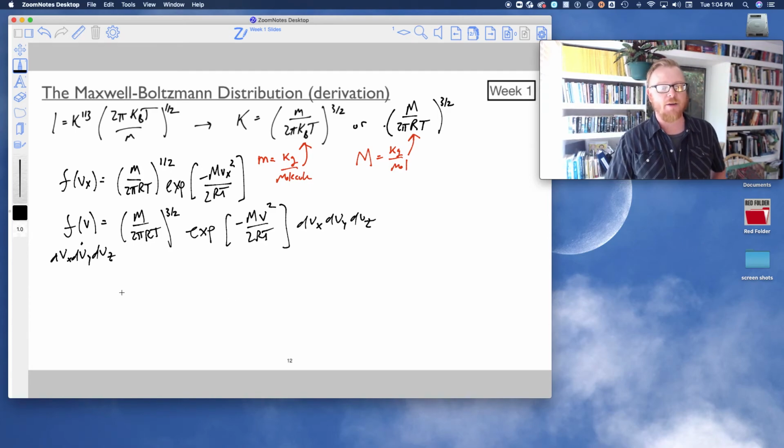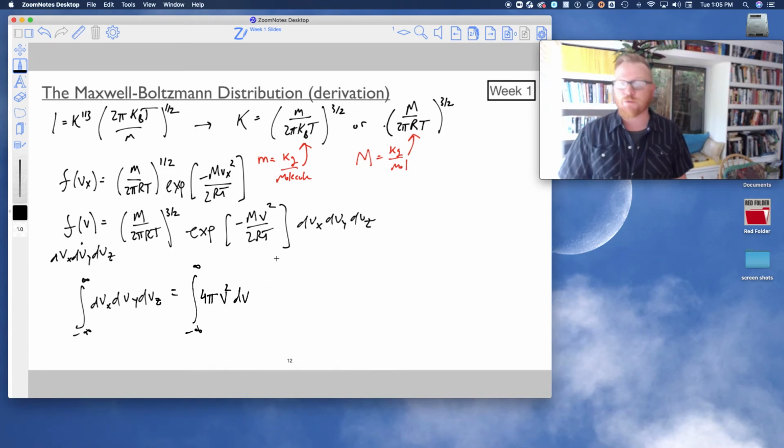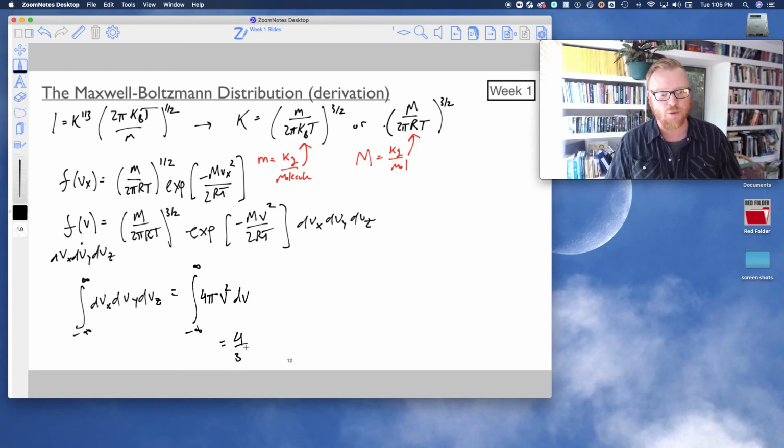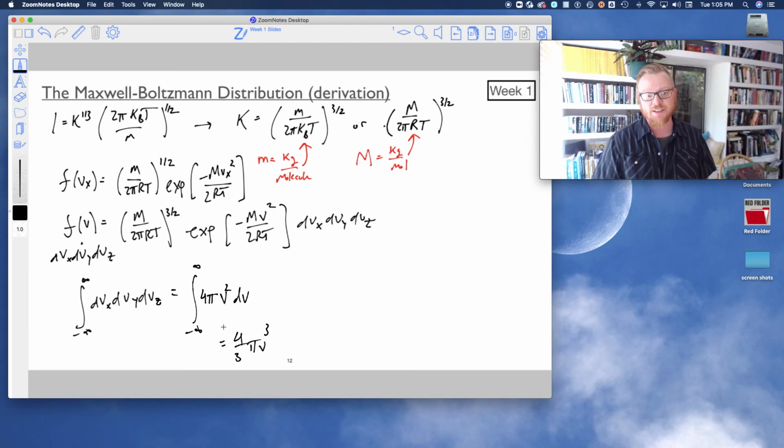And I also recognize that in my volume element here, if I take the integral from negative infinity to infinity of that volume element, dVx, dVy, dVz, this equals the integral of 4 pi v squared dv. And of course, if we then finish off that integral, you get 4/3 pi v cubed, which is our volume of a sphere. And of course, I'm using v for velocity, but if we would replace that with r for radius, this is the volume 4/3 pi r cubed.